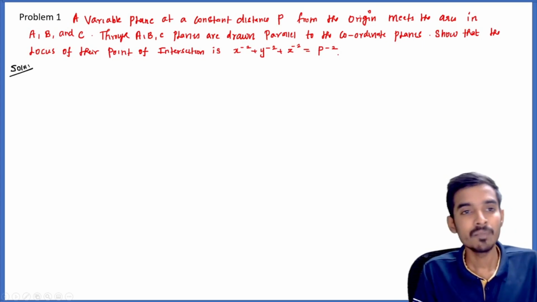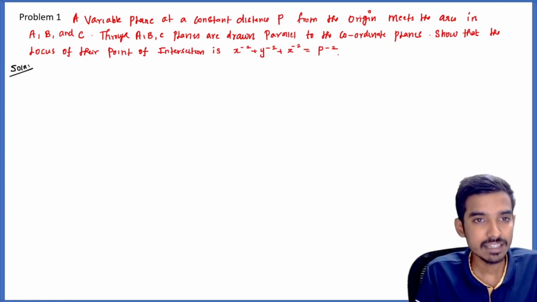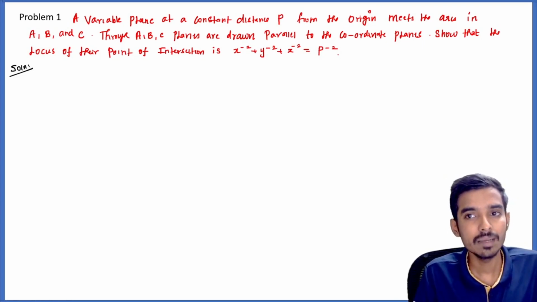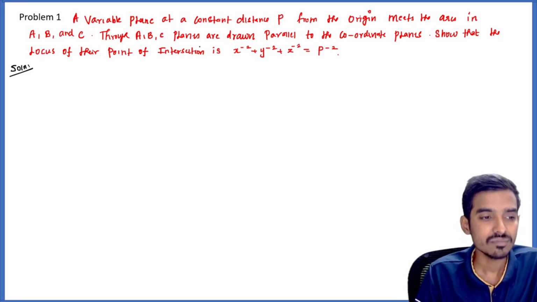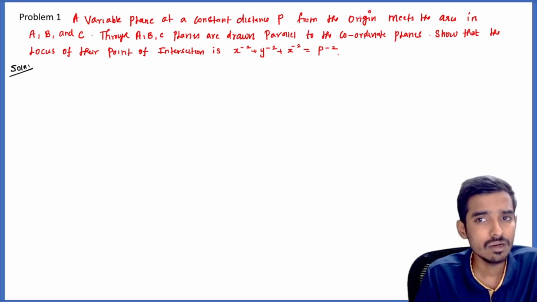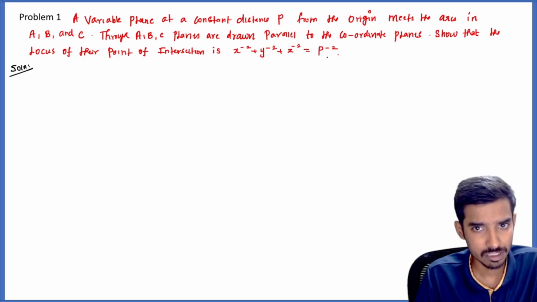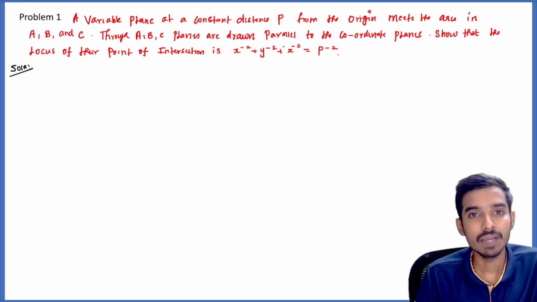First problem: a variable plane at a constant distance p from the origin meets the coordinate axes in A, B, and C. Through A, B, C, planes are drawn parallel to the coordinate planes. Show that the locus of the point of intersection is x power minus 2 plus y power minus 2 plus z power minus 2 is equal to p power minus 2.